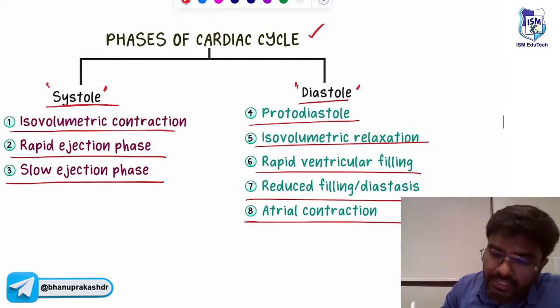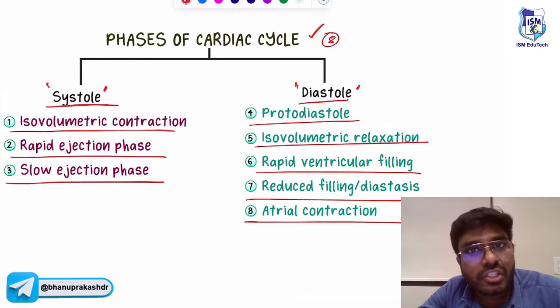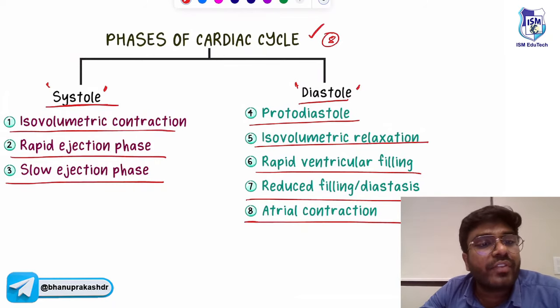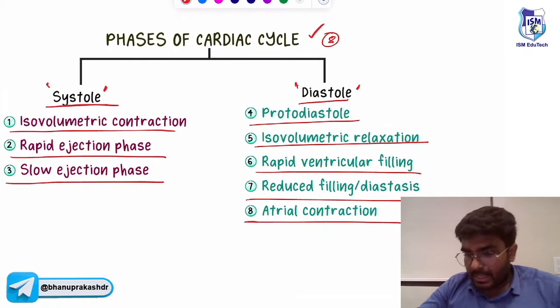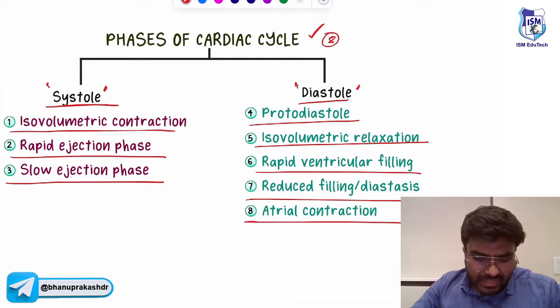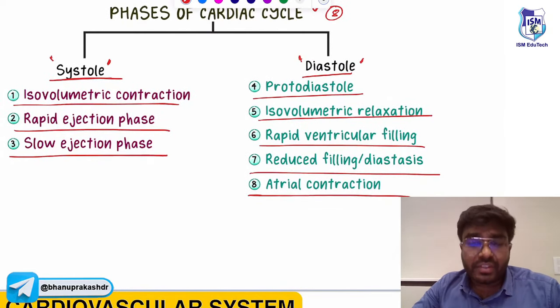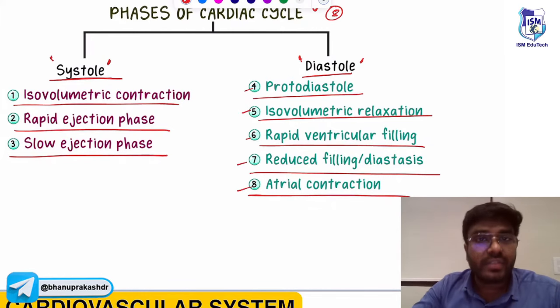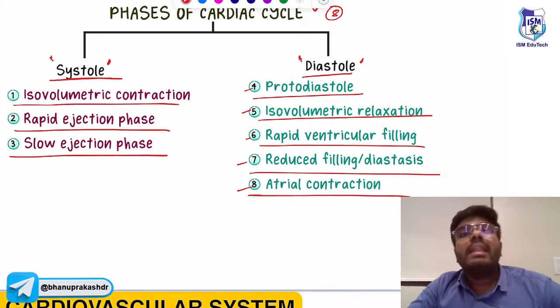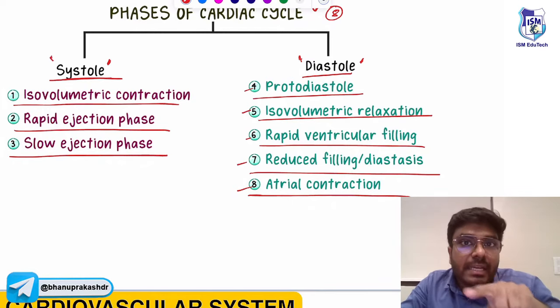So, how many phases are there totally in a cardiac cycle? There are eight phases. In the systole, there are three subphases present. In the diastole, there are five subphases present: 1, 2, 3, 4, 5. Totally eight phases. Now, I have already explained to you that it's a cycle.